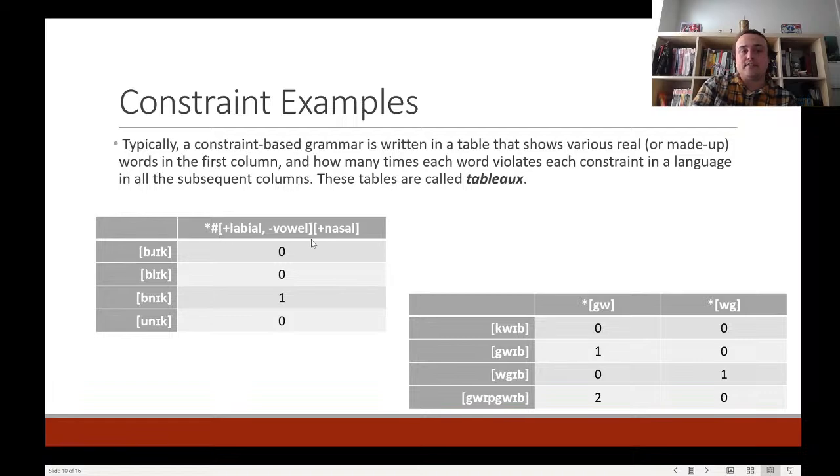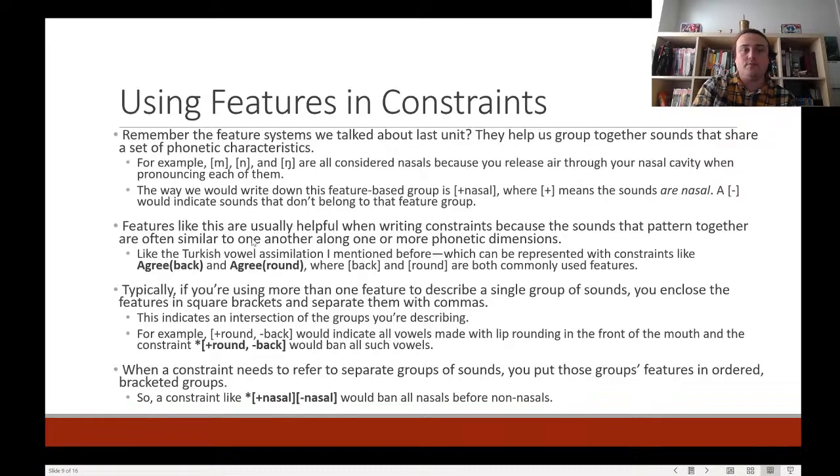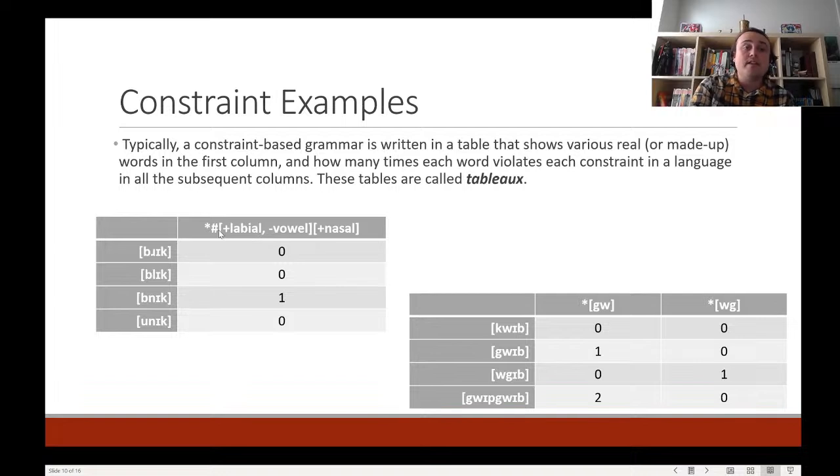Then our first sound is described in this first set of brackets. So our first sound in the description of this constraint needs to be plus labial and minus vowel. So this is any sound that's made with your lips that is also not a vowel. The second sound, our second bracketed set of features here, is just plus nasal. So this is saying don't have at the beginning of the word a labial non-vowel followed by a nasal.